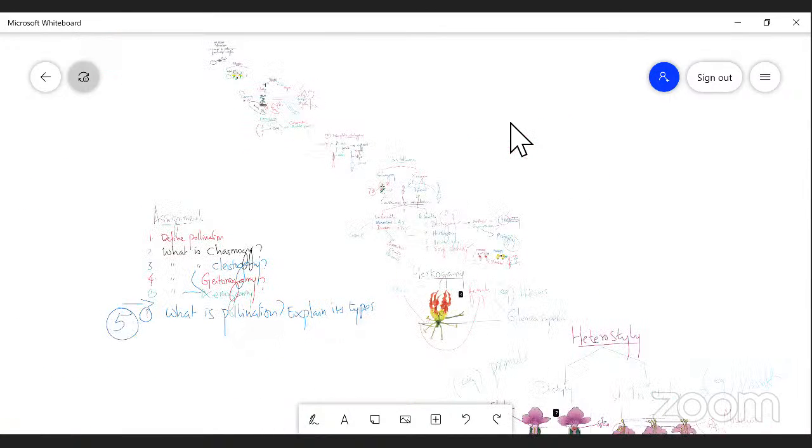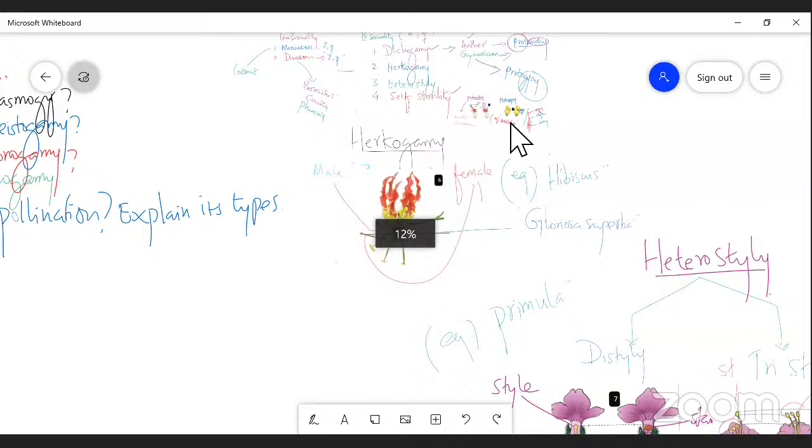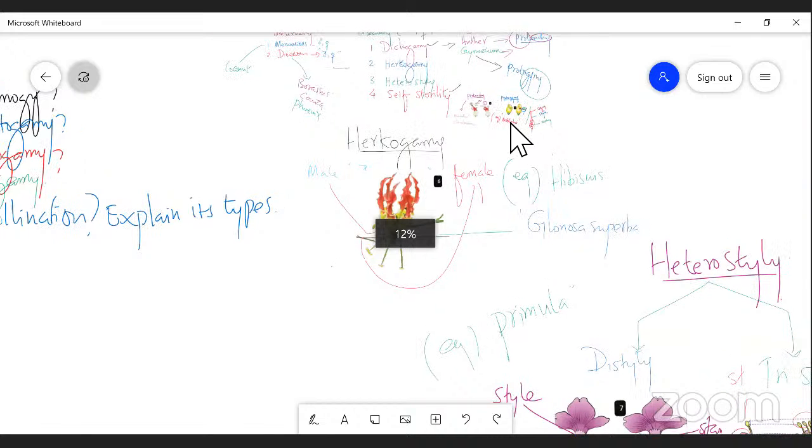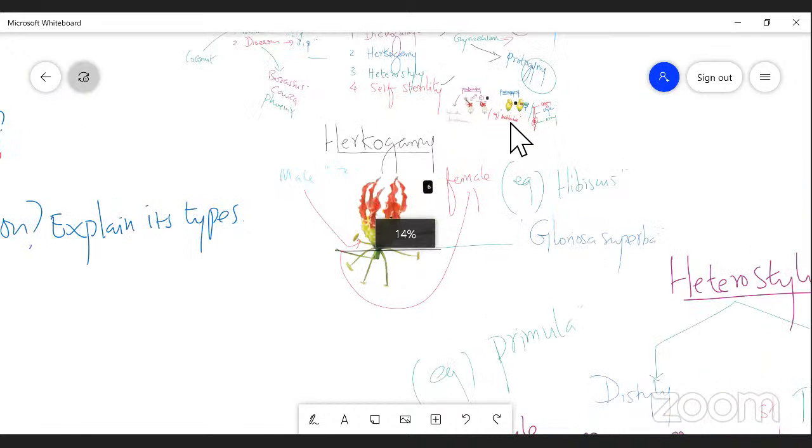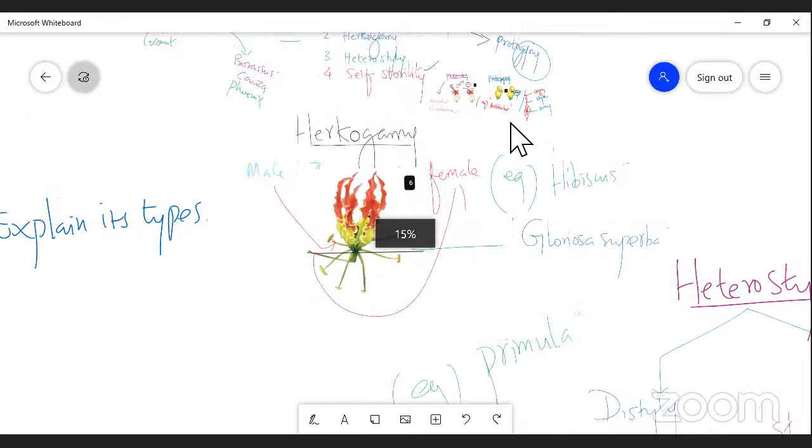Thank you for joining. One more flower that we have discussed here, the state flower. Which of the following flowers is our state flower? Gloriosa. Gloriosa superba. Right. Good. Keep it up. Thank you.